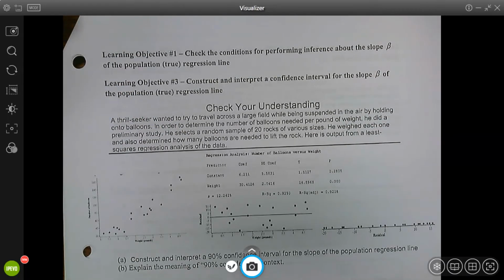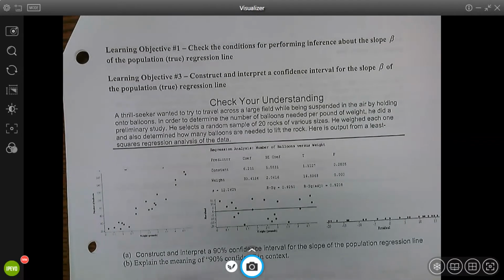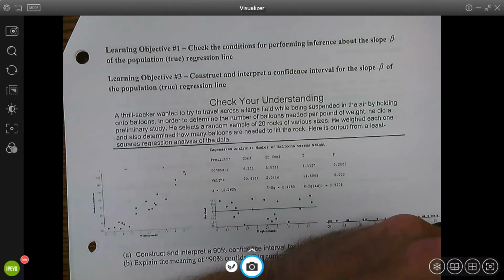So, part A, construct and interpret a 90% confidence interval for the slope. So I'm going to set up my state, plan, do, conclude.